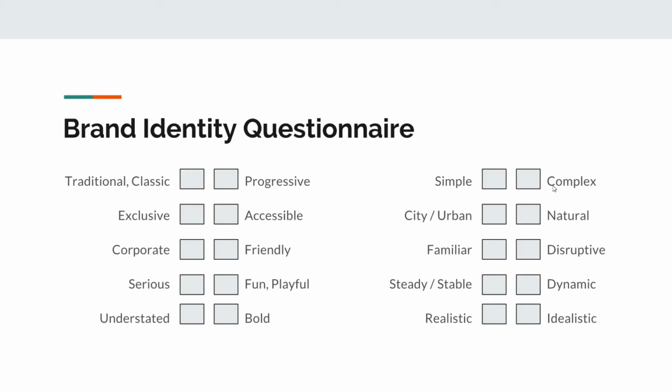Is it more simple or complex? Is it more city or urban or natural? Is it familiar or is it disruptive? Is it steady or is it dynamic? Is it realistic or is it idealistic? Now think about these words and which one do you think most applies to your brand, right? In each of these pairings, and put an X in the box that most applies in each one of these pairings.